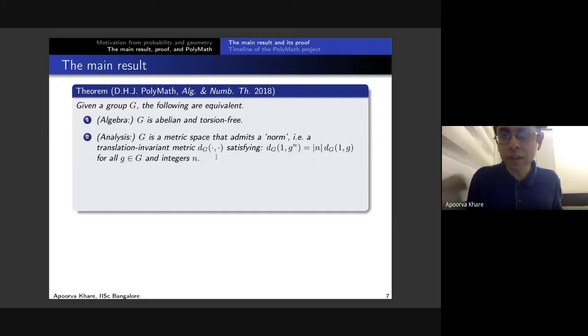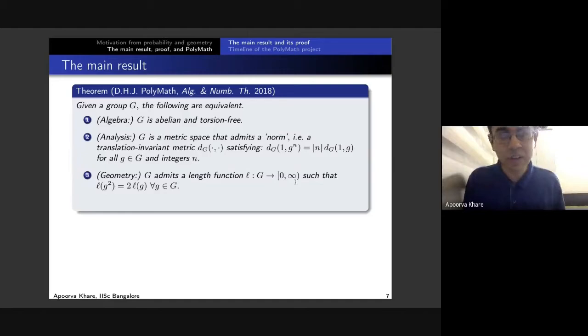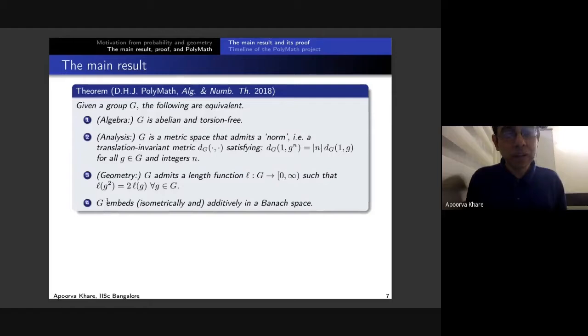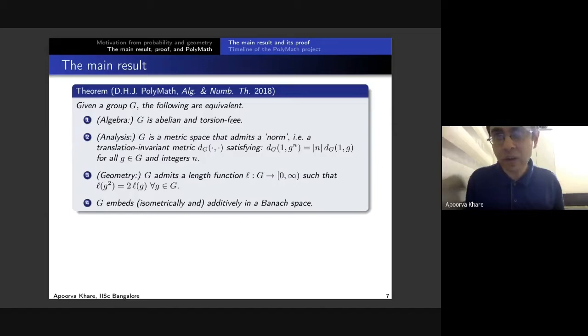If and only if, from geometry, G admits a length function that's just a left-invariant metric, not a translation-invariant metric, but just left-invariant, such that I don't even need it to be homogeneous for all n like this. I just need it to be 2-homogeneous. That's it. If and only if G embeds isometrically and additively in a Banach space. So isometric, if I assume that it has a norm. If G is abelian and torsion-free, then it does not have a God-given norm on it. So then it just embeds additively in a Banach space.